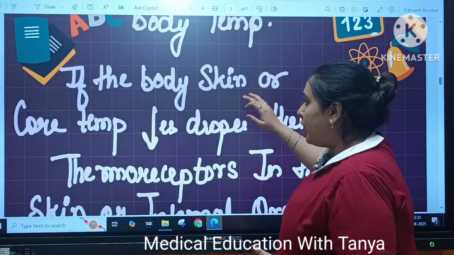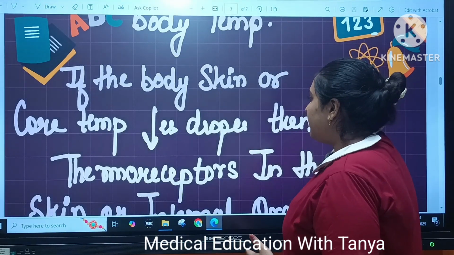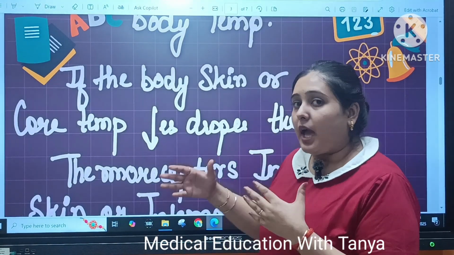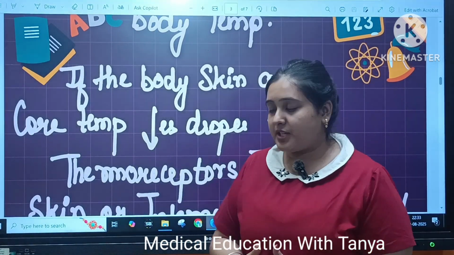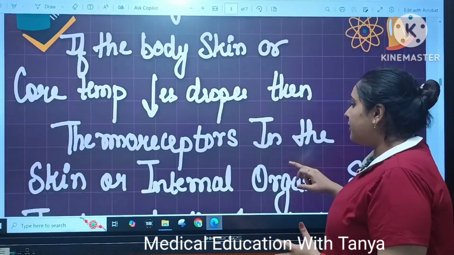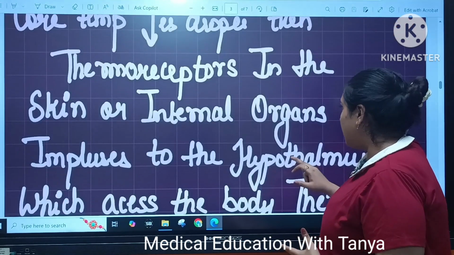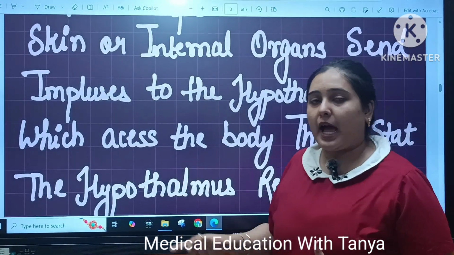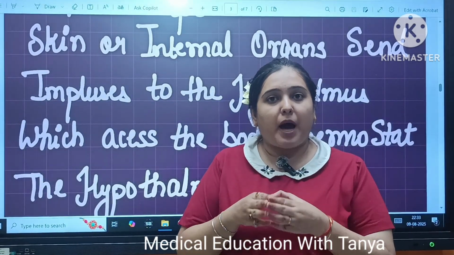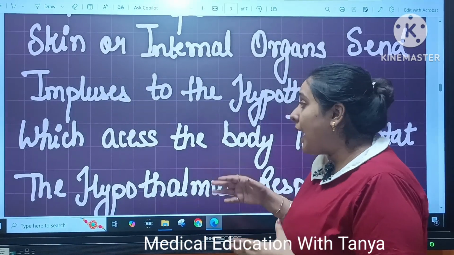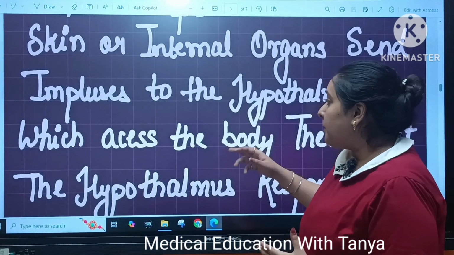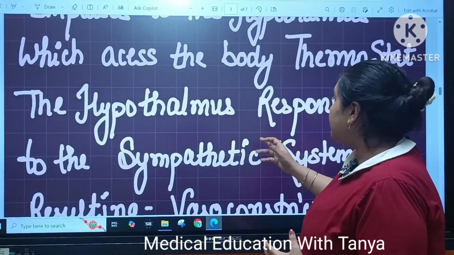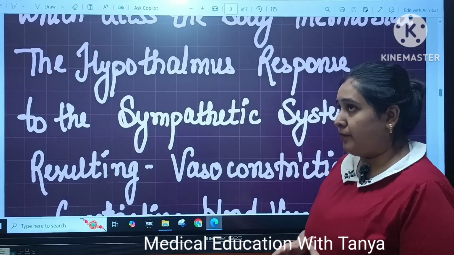In this, our body or skin core temperature will drop, and in our body we have thermoreceptors. What will it do? The thermoreceptors in the skin or in the internal organs send impulses to the hypothalamus. We all know that the hypothalamus is a part of our brain. So what does the hypothalamus do? The hypothalamus acts as the body thermostat, and it responds through the sympathetic system.